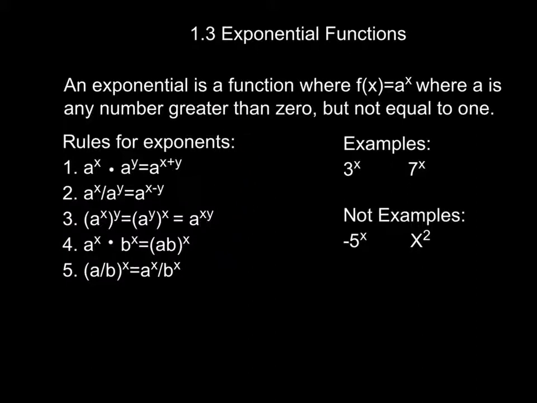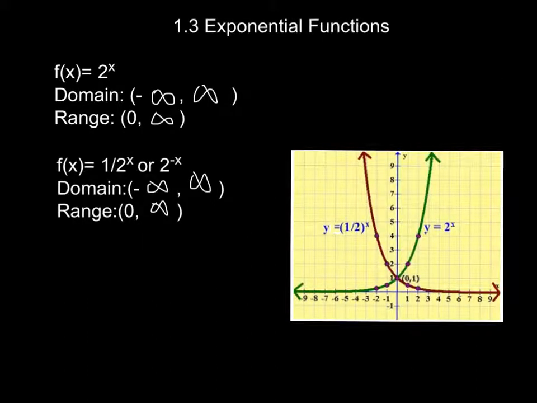Examples of exponential functions are 3 to the x and 7 to the x. Negative 5 to the x and x squared are not examples though. We're just going to erase those. Alright. An example of an exponential growth function is when f of x equals 2 to the x. The domain of that function would be negative infinity to infinity, and the range would be 0 to infinity. An example of an exponential decay function is 1/2 to the x power, or 2 to the negative x. The domain of these functions is negative infinity to infinity, and the range is 0 to infinity.